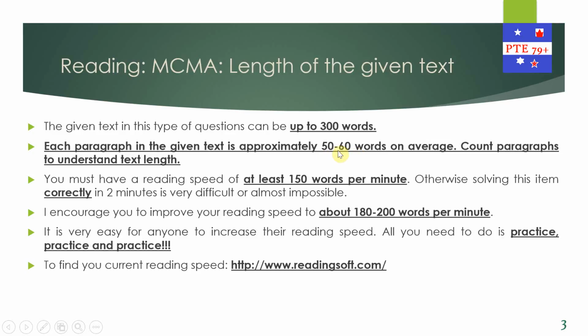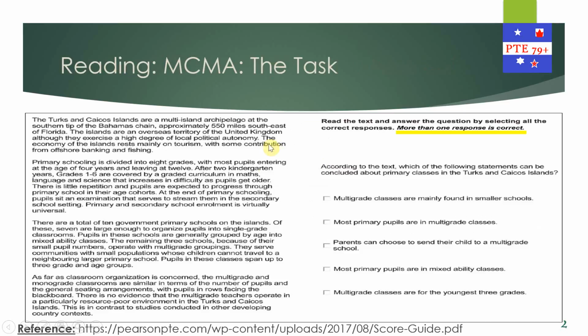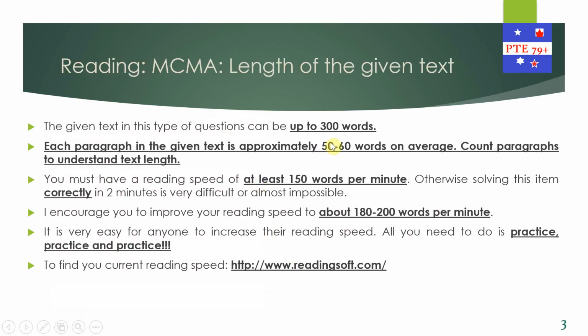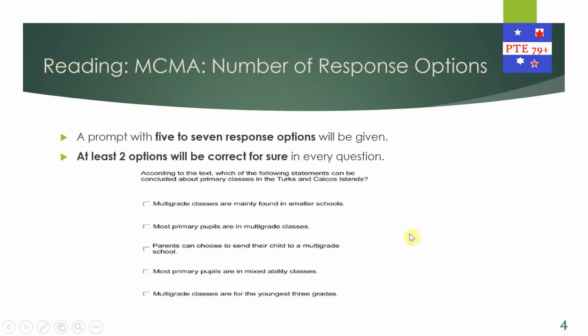Make sure you understand this. Each paragraph is 50 to 60 words. Count the paragraphs to understand the length of text. And again, I'm saying for every reading task, your speed should be at least 150 words per minute. I've explained this in an earlier video. If not, just increase it. Do some practice, check your speed here and increase your reading speed.